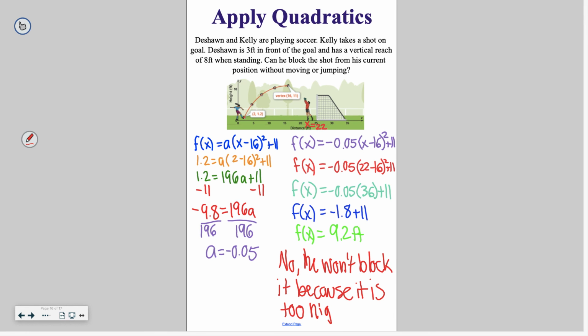So again, we can use these quadratic functions to help us solve the problems. If you have questions about this or anything else from the lesson, please let me know when you get to class.